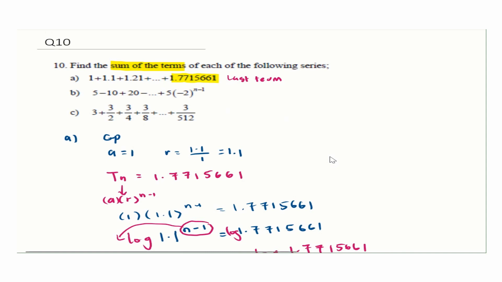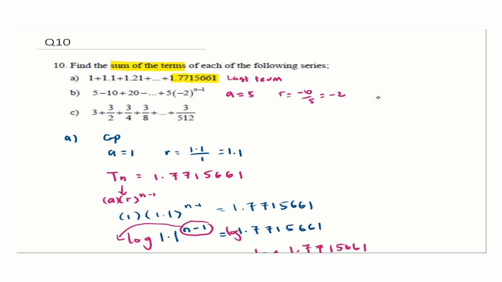And then for question B, the given series is 5, negative 10, plus 20, with alternating minus, plus, minus, plus signs. The last term is 5 multiplied by negative 2 to the power of n minus 1. As you can see from this series, our first term is 5 and our R is negative 10 divided by 5, which is negative 2. So our A is 5 and R is negative 2.